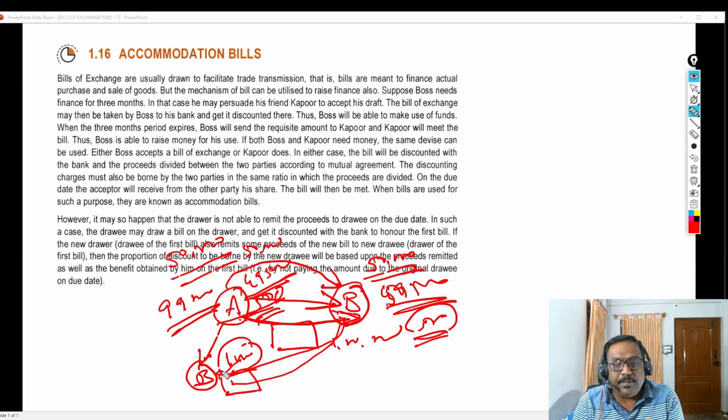that A will write a bill, discount it, and distribute the amount between A and B. On the due date, whatever amount A used, he will give it to B so that B can pay the total amount to the bank and the transaction can be closed. This is the second scenario.